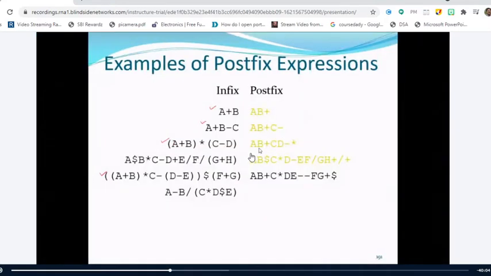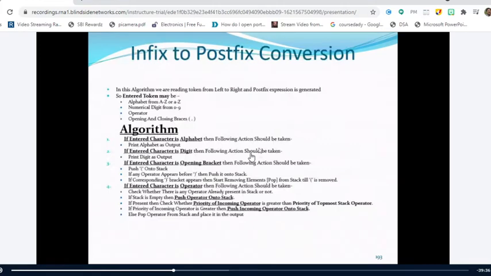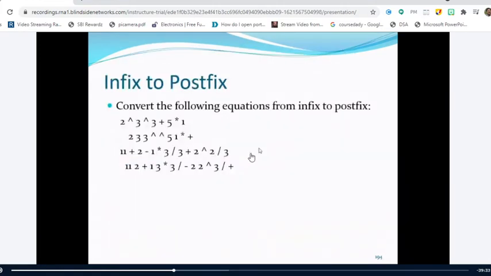Now let us go with one more example. This is very important. Here you have observed that whenever you encounter an operator that has left to right associativity, this rule is applied, right? Whatever rules we have specified. But what happens when we come across operators with right to left associativity? Listen carefully. Please try to concentrate. So I have an expression, 2 cap 3 cap 3 plus 5 star 1.